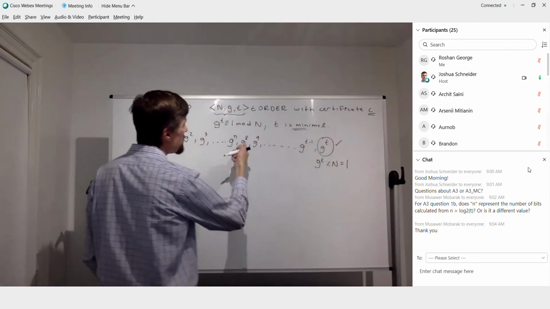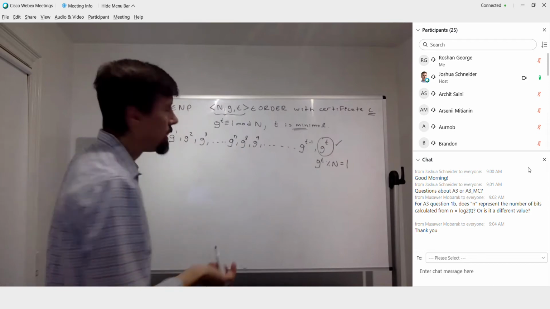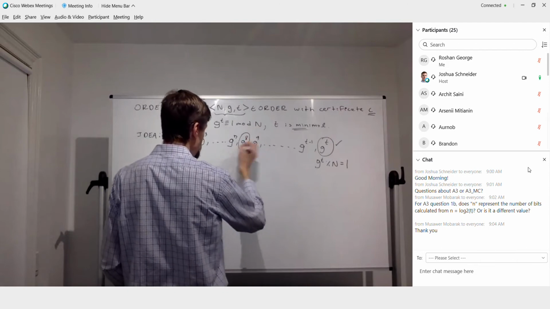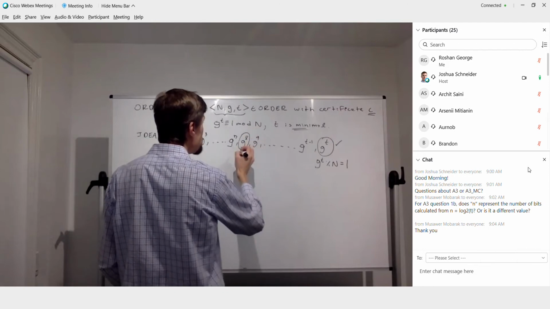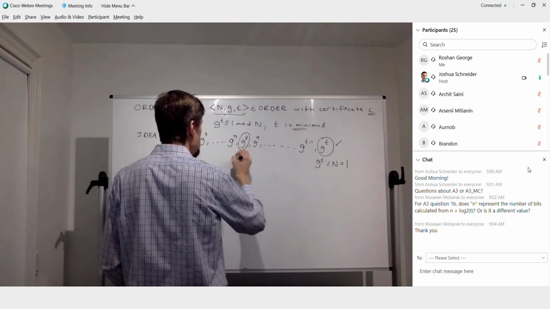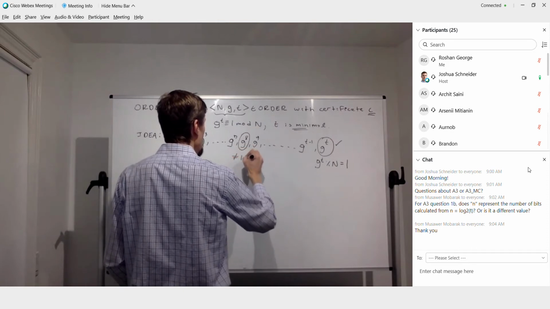So for example, let's say t was divisible by 8. We have to check, for example, that g to the 8 is not equal to 1. Okay, so how do we know that this is not equal to 1 mod n?